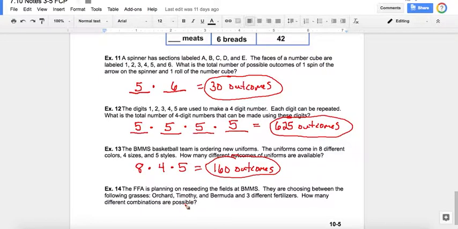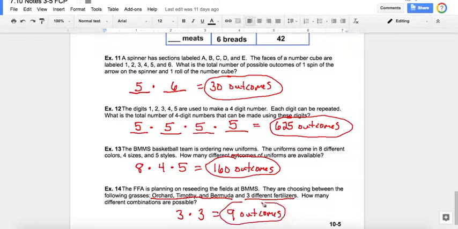Okay, and the last example here. The FFA is planning on reseeding the fields at BMMS. They are choosing between the following grasses: orchard, Timothy, and Bermuda, and 3 different fertilizers. How many different combinations are possible? So they're picking from 3 grasses here: orchard, Timothy, and Bermuda. So that's 3. And 3 different fertilizers. So we're going to do 3 times 3. And 3 times 3 is 9 different outcomes.